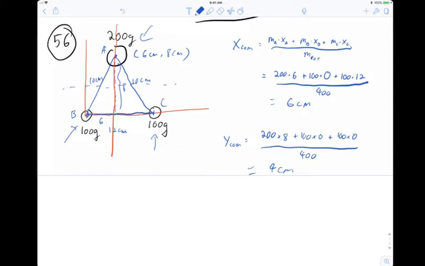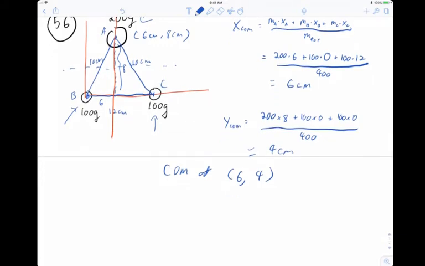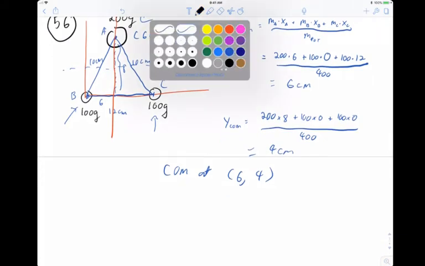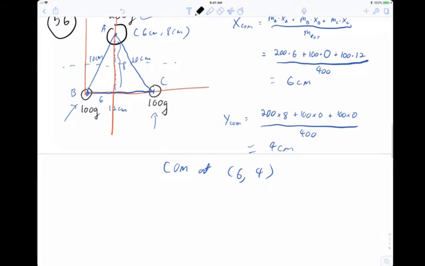Alright, so that's the center of mass. This is the COM at 6 and 4, but you don't really need to know that. I mean, you don't need to know how to do that for the final exam, because I'm not going to ask you that. Alright, so moment of inertia through A.